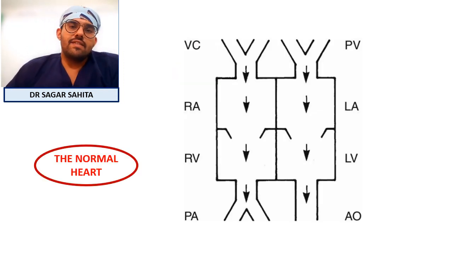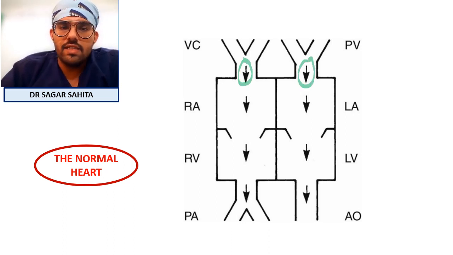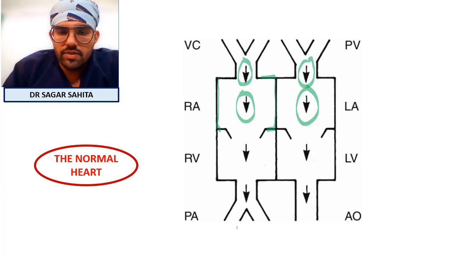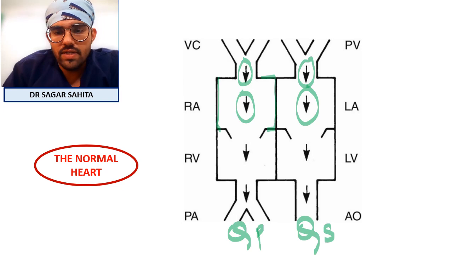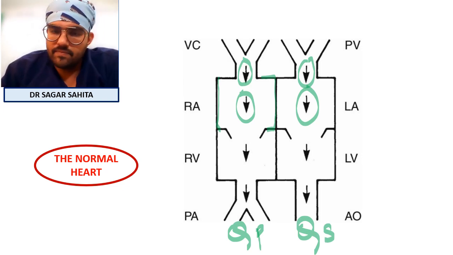So we'll be using this diagram to understand mainly. This is the normal heart. You can see that the blood is flowing through the vena cava. One arrow, all the chambers the same size, no shunting. So each arrow delineates a particular amount of blood. So in a normal heart, QP is always equal to QS. The amount of blood flowing through both sides of the heart is the same.